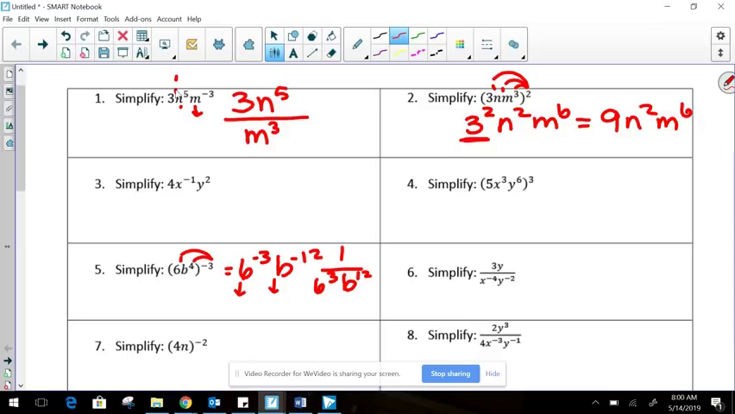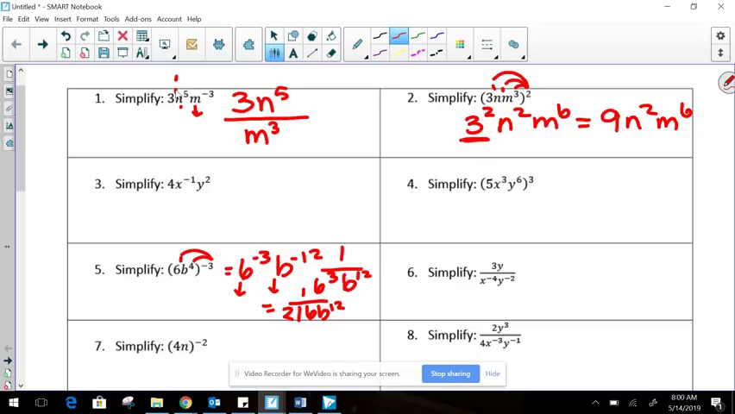Now, you can always write 6 to the third as the number that it is. So on your calculator, do 6 caret 3. Okay, so it's 6 times 6 times 6. So it's not 18. You should get 216. So 1 over 216, b to the 12th.